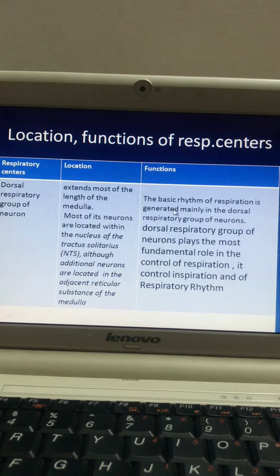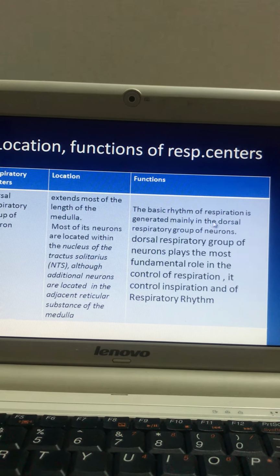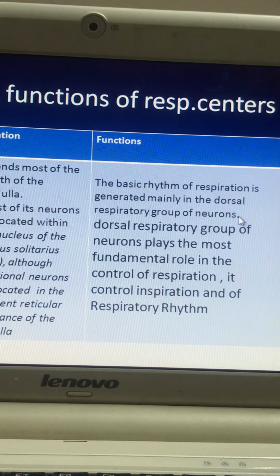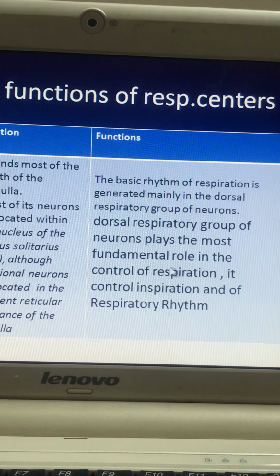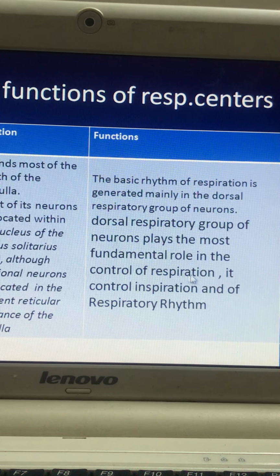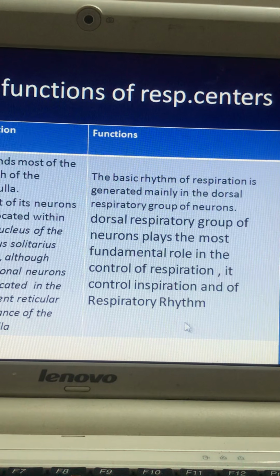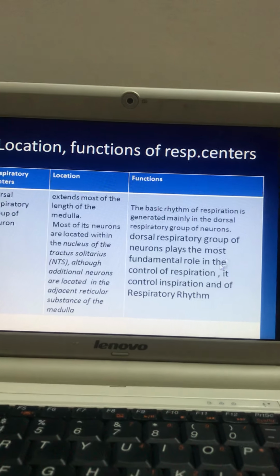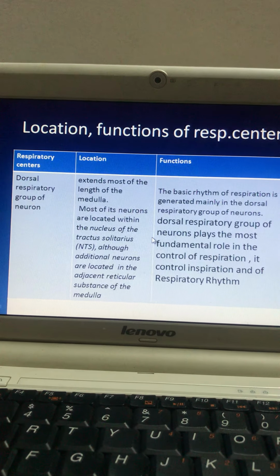Now what are the functions of the dorsal respiratory group of neurons? The basic rhythm of respiration is generated mainly in the dorsal respiratory group of neurons. The dorsal respiratory group of neurons plays the most fundamental role in the control of respiration. It controls inspiration and the respiratory rhythm. That is, it controls the basic rhythm of respiration.